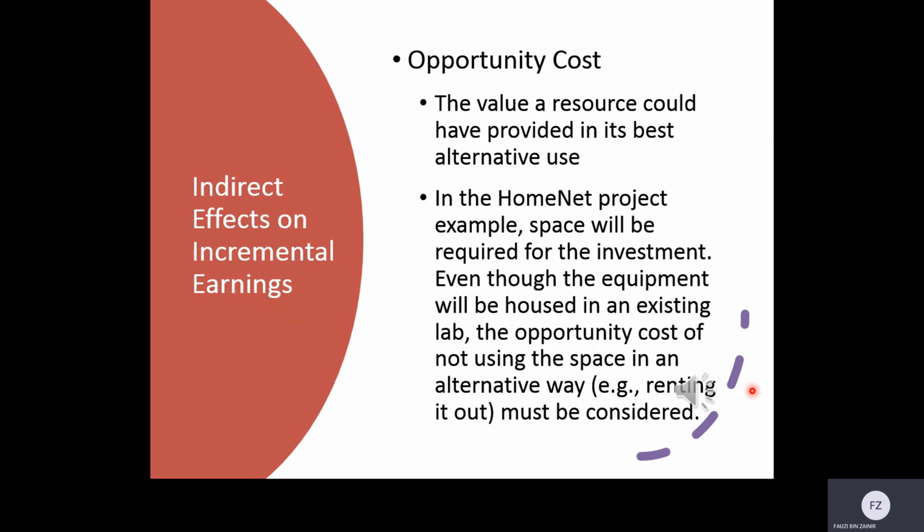So in the case of the HomeNet project, suppose the project will require space for a new lab. Even though the lab will be housed in an existing facility, we must include the opportunity cost of not using the space in an alternative use. So basically, there's a lab there, and it is not being used right now, but it can be used for something else. But Linksys decided to utilize the lab. So in other words, we have to include the cost of the rental for the lab. So that is the opportunity cost.